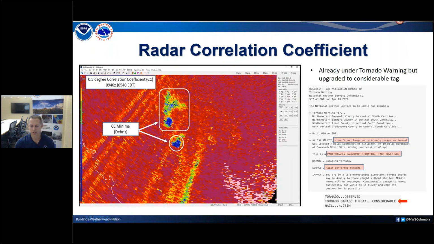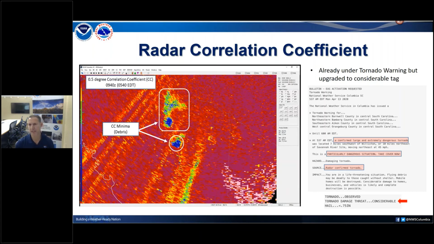Now we'll look at just 2 minutes later, at 5:40 Eastern Daylight Time. Again, this is that correlation coefficient product I was talking about. And again, you can see the really large areas of really low values of the correlation coefficient, in those blue colors. And again, it's indicating there's significant debris occurring with these tornadoes at this time.